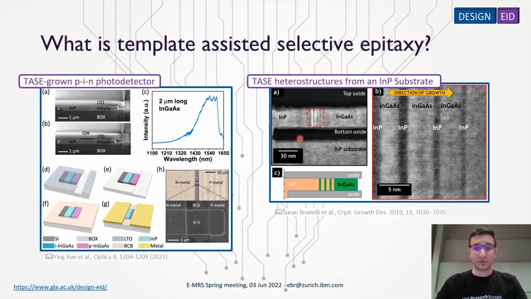TASE can also be used to grow III-V material from a III-V substrate. In this other study, the authors grew indium phosphide indium gallium arsenide heterointerfaces from an indium phosphide seed.